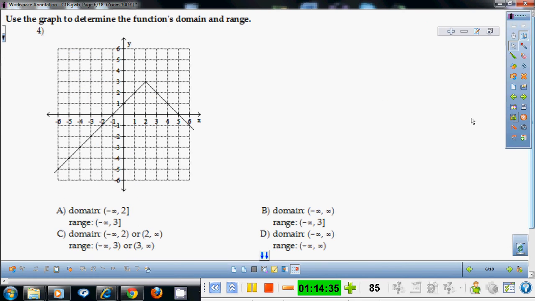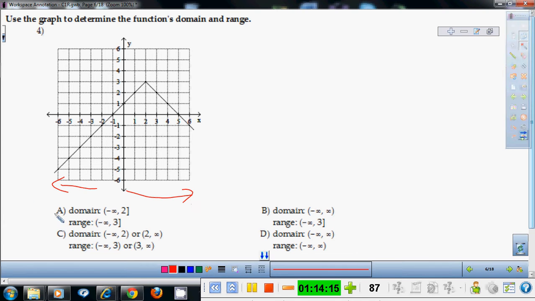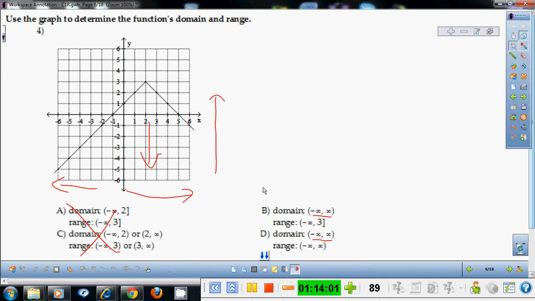Who has a theory about number 4? Let's see. How far left's it going to go? Negative infinity. How far right's it going to go? Are there any breaks in it horizontally? No. So we can cross off A and C because it should go from negative infinity to positive infinity. Well, the only difference here is the range. Looks like they both go down to negative infinity, but how high does this function go? Which makes it B. Yeah. B.